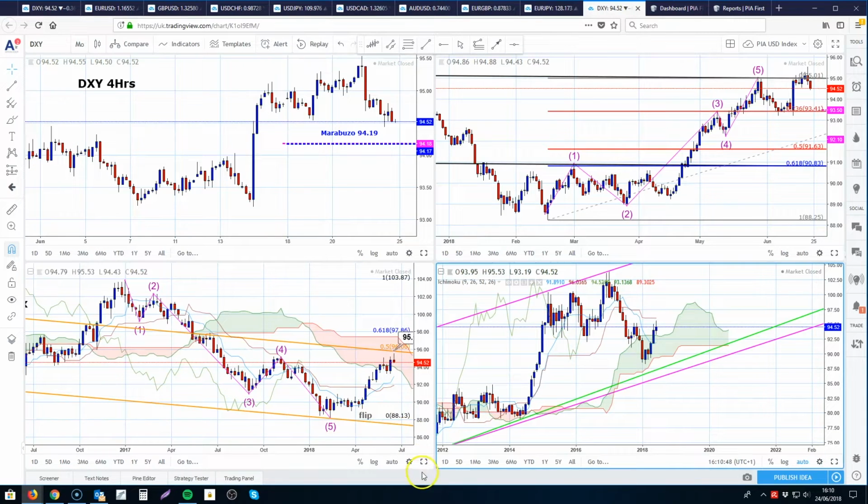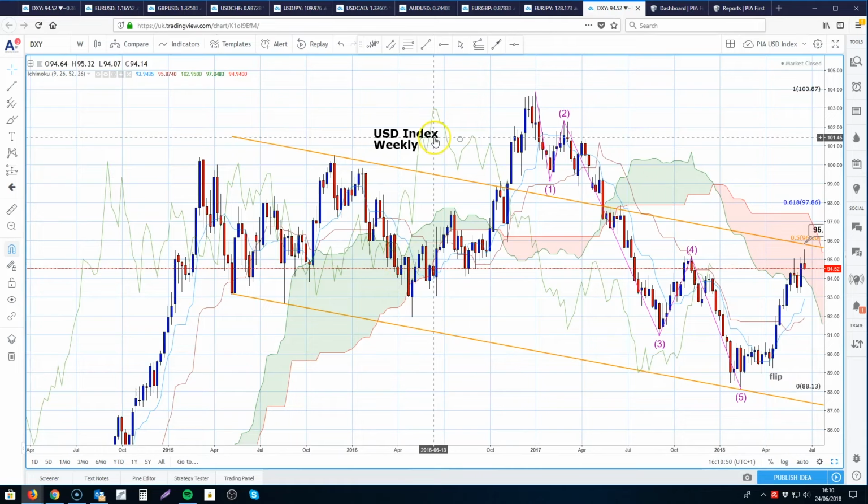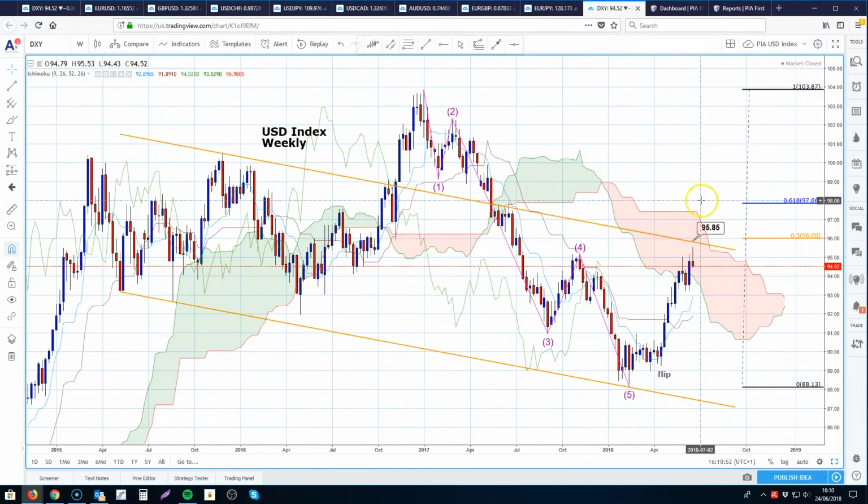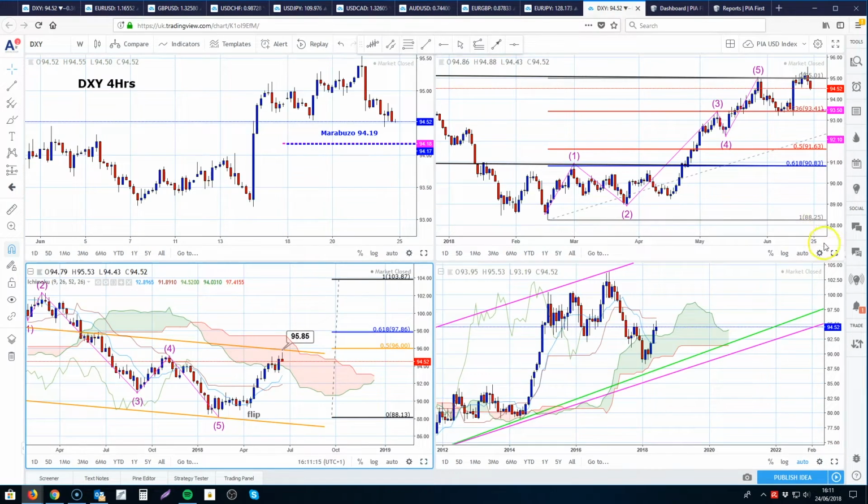If we go to the weekly chart, and those that have seen our videos before will note that we've been talking about this level here, this 95.85 level, for quite some time. Possibly a bearish head and shoulders formation over the long term. Short term, we've seen all of last week's initial gains overturned, and we've actually closed with an inverted hammer on the weekly chart.